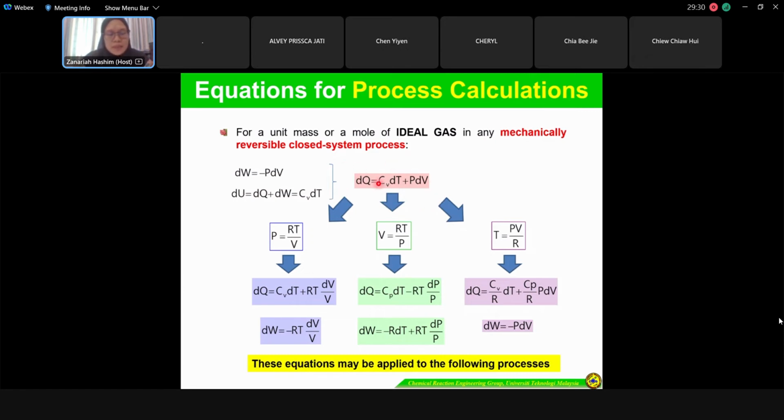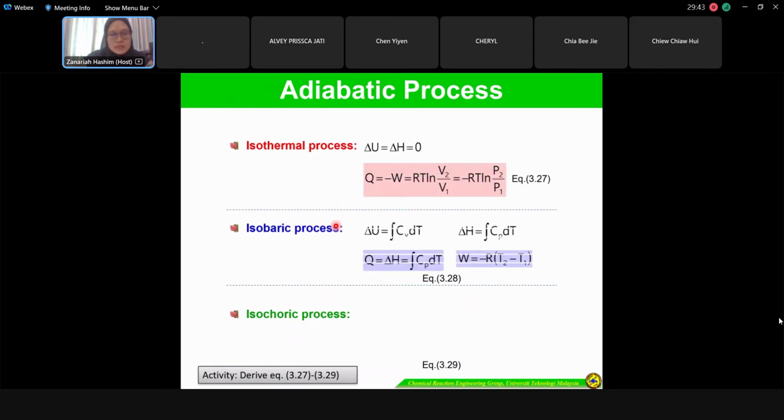Right, from this one equation, we can consider three conditions. Okay, so first is the isothermal process. What it means by isothermal process is when you have the temperature constant. So iso means same, and thermal we refer to the temperature. So same temperature process. In this case, the delta U is 0, delta H also 0, and then the equation for Q, heat, becomes like this. How to derive that, later I will show you.